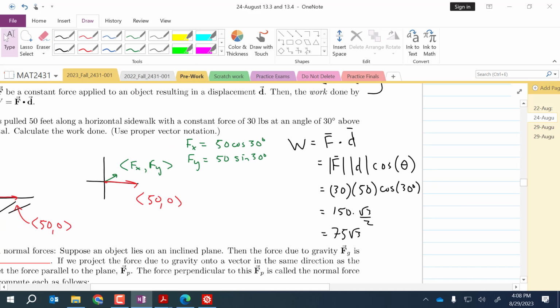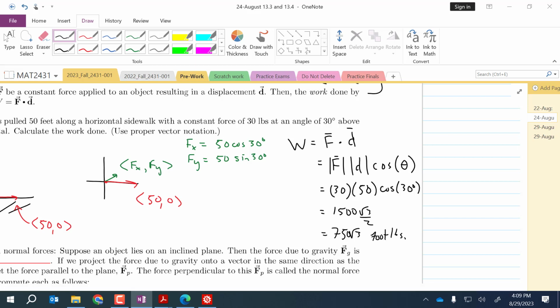Oh boy, it's digging deep. Work's Newton meters, right? Oh, foot pounds in this case. Thank you. Foot pounds in this case, since we're in feet and pounds. Thank you. Yes. 30 times 50 would be 1,500, not 150. Oh, did I make that same mistake again? This is not my first time making that mistake. What's 30 times 50, folks? Help me out. 1,500. So 750 square roots of 3. Thank you. Yeah, appreciate that.